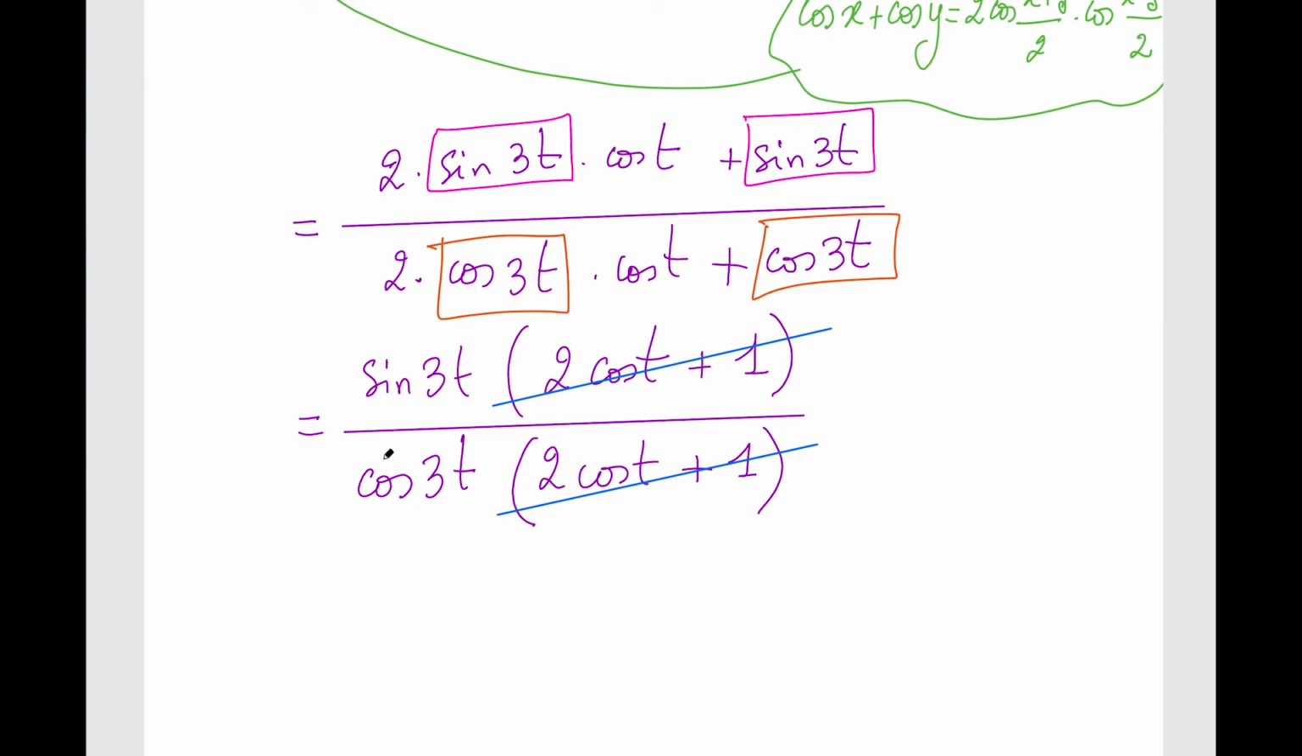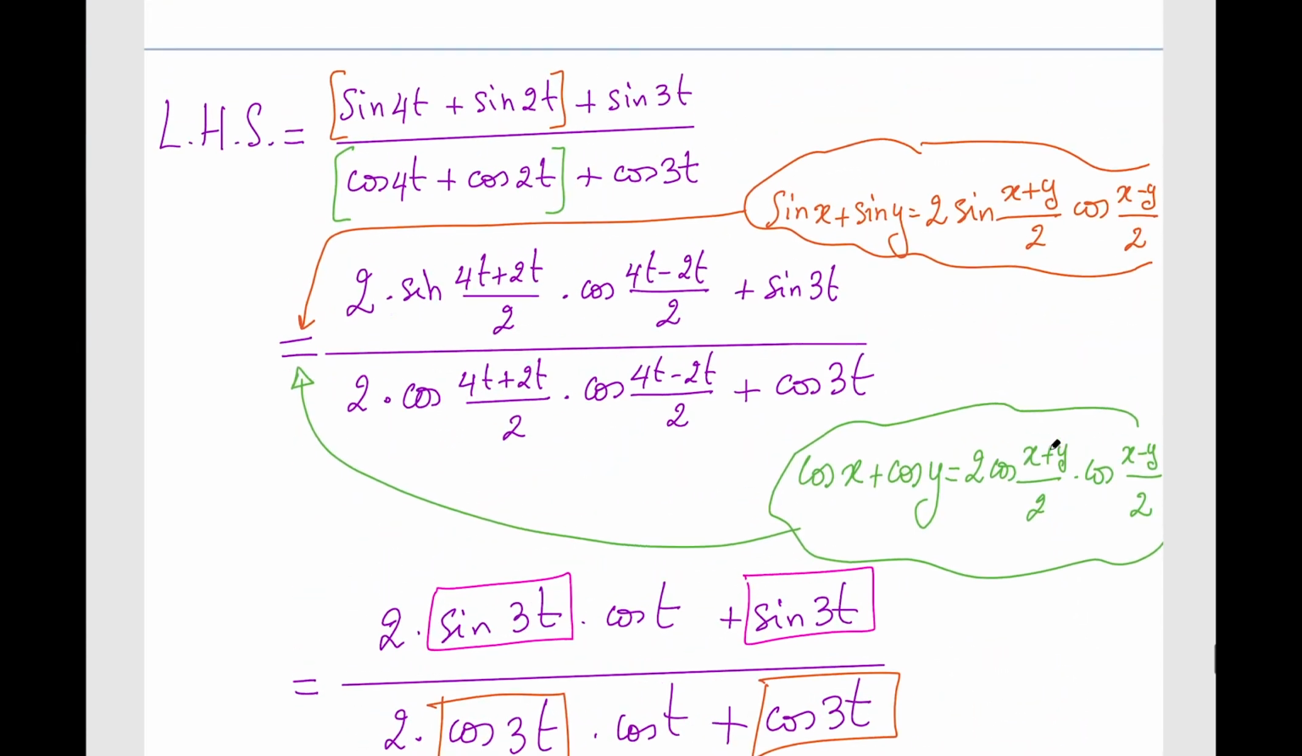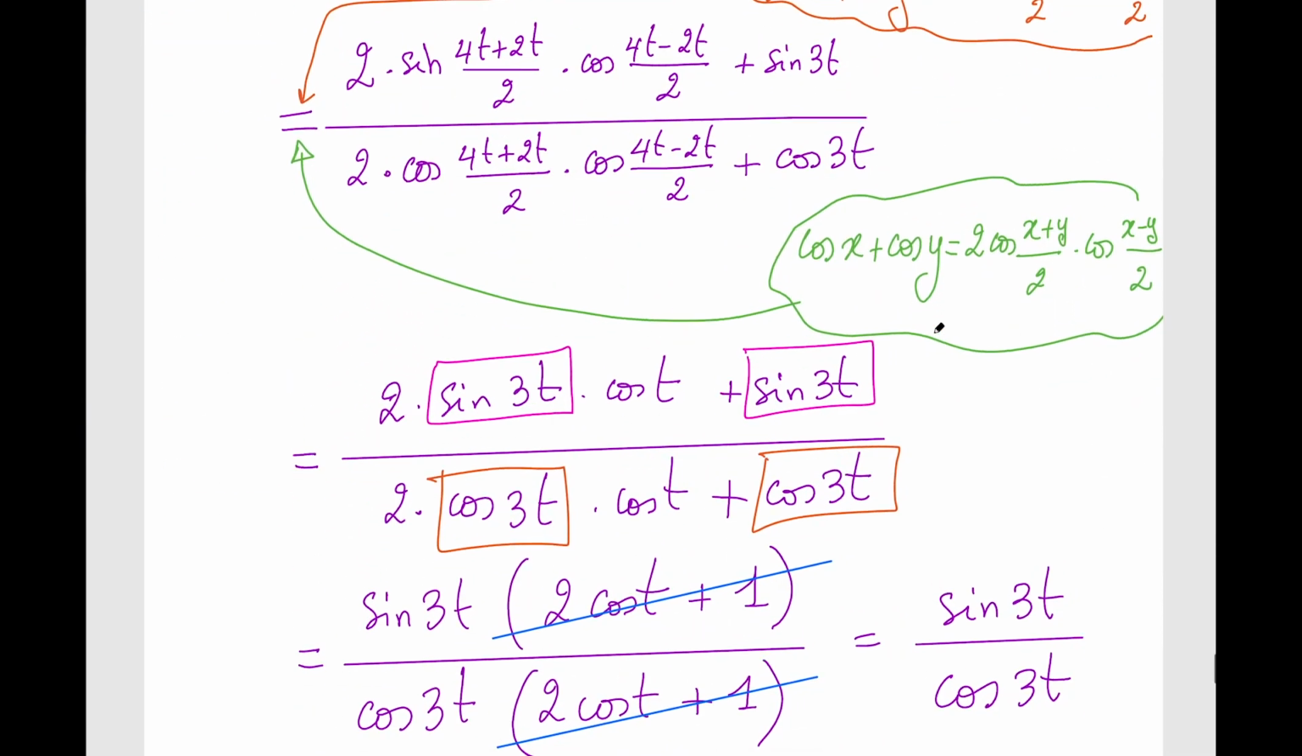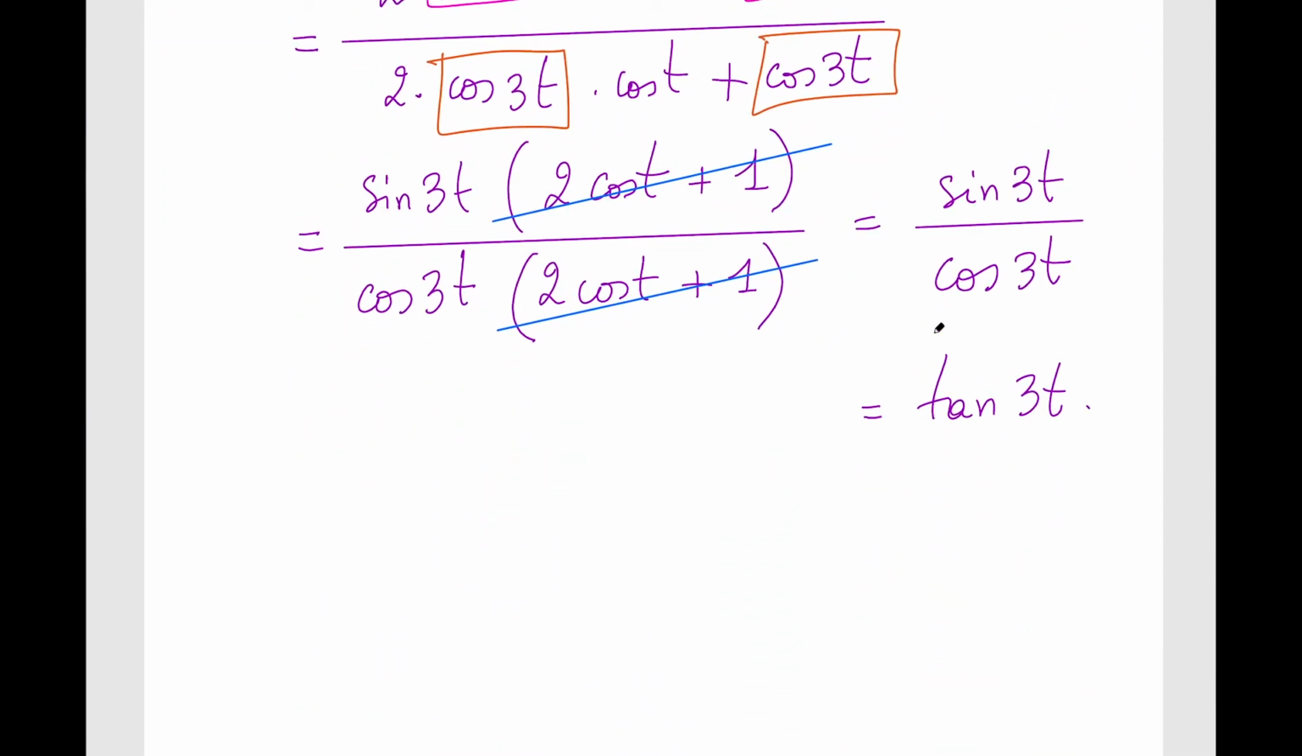Once you simplify, we get simply sine 3t divided by cosine 3t, right? And what's sine of an angle divided by cosine of the same angle? This is the tangent of that angle, which is 3t in this case. And this is exactly what they wanted, no? This is exactly the right-hand side.